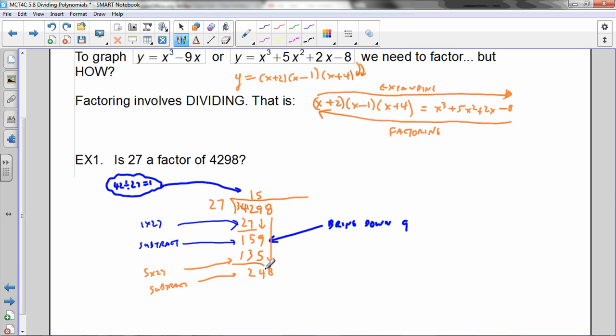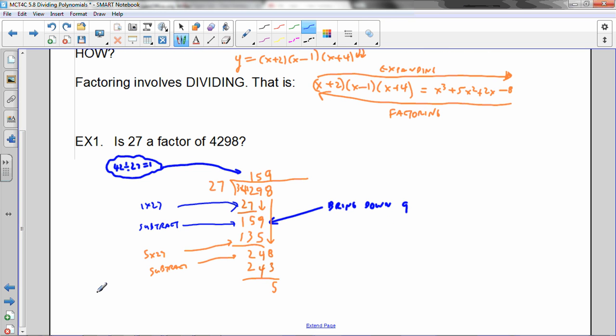How many times does 27 go into 248? A whole bunch. Multiply 9 times 27. 63, carry the 6, 18 and 6 is 24, and I subtract. And now that I'm out of numbers, I see that there's a remainder. So is 27 a factor? I would say in big fat letters, no. In fact, 4,298 is 27 times 159 and then a remainder of 5.